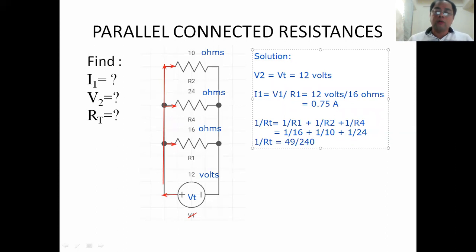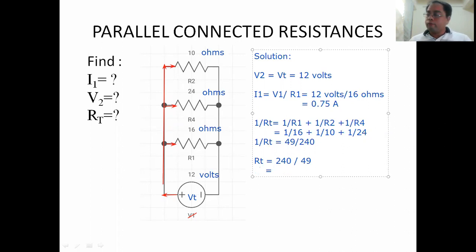So that's not the value of RT. If we add the fractions 1/16, 1/10, 1/24, that equals 49/240. But when we want to get the total resistance, then we get the reciprocal of 49 over 240. And R sub T, therefore, will be equivalent to 240 divided by 49.